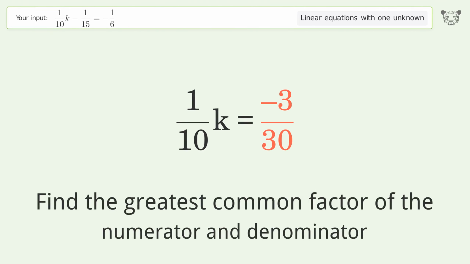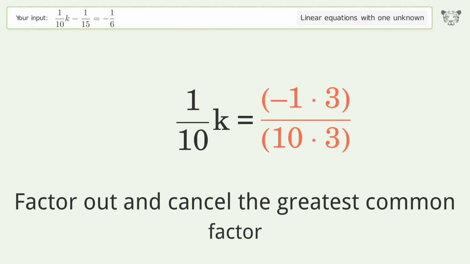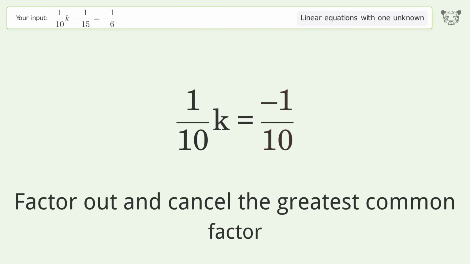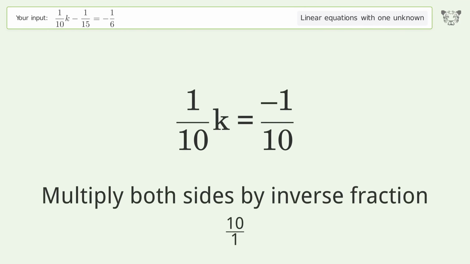Find the greatest common factor of the numerator and denominator. Factor out and cancel the greatest common factor. Isolate the k. Multiply both sides by inverse fraction 10/1.